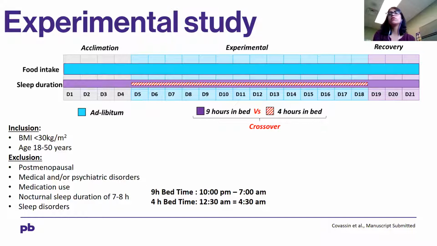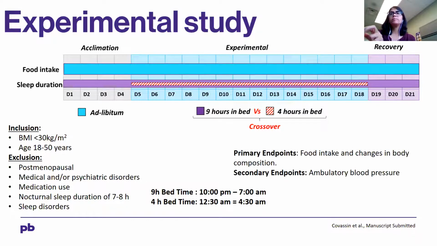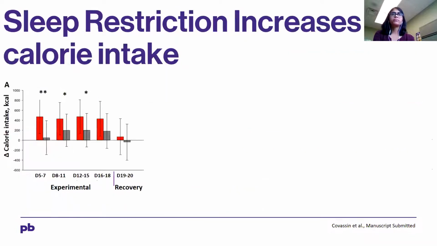So the point was that we wanted to make sure that the sleep midpoint is the same, to minimize the circadian disruptions. Our primary endpoint in this study was the food intake and the changes in body composition. And the secondary endpoint was the ambulatory blood pressure.